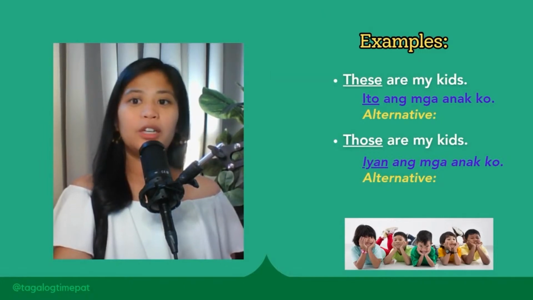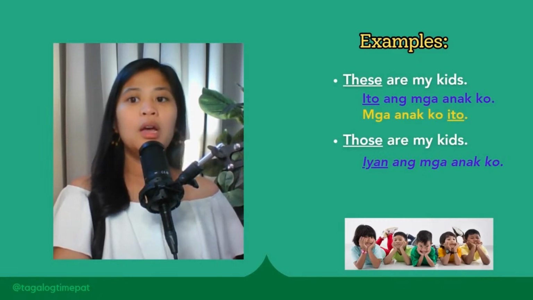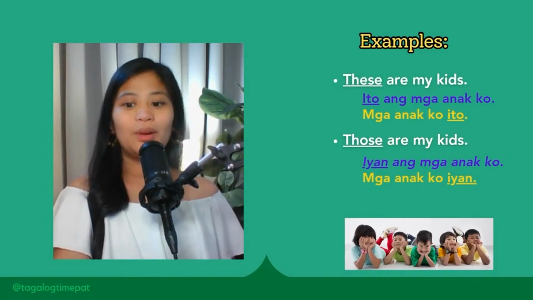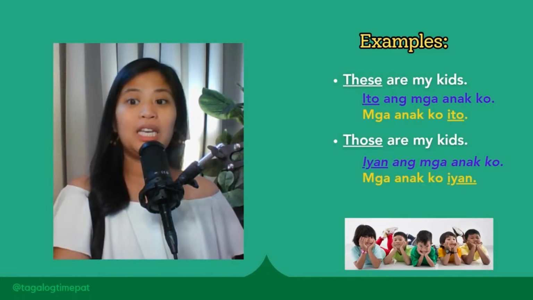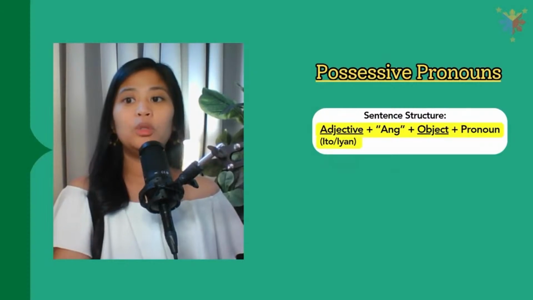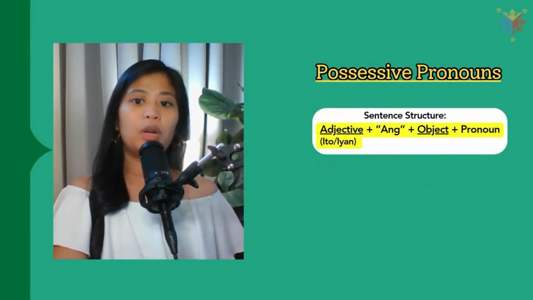Okay, so the alternative for ito ang mga anak ko would be mga anak ko ito. So the object goes first, then it's the pronoun, then it's the demonstrative pronoun. Mga anak ko ito. Yan ang mga anak ko can also be said, mga anak ko yan. Mga anak ko iyan. Okay, so those are the different ways you could say these phrases. They are both used equally as much. Okay? So this is just a review of the sentence structure for using these pronouns. Usually it's the adjective first, or it could be the demonstrative pronoun ito, iyan.